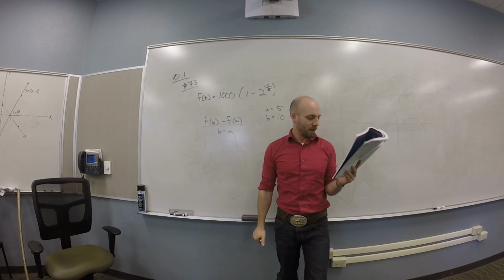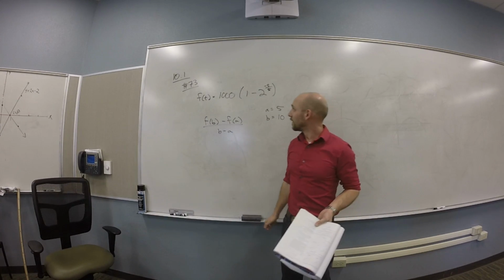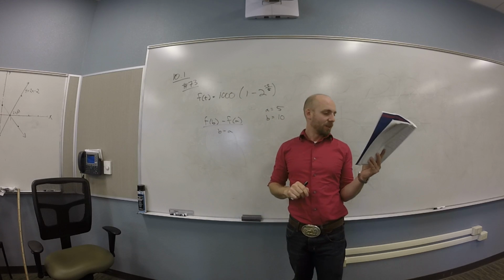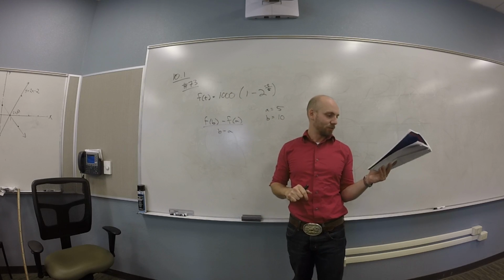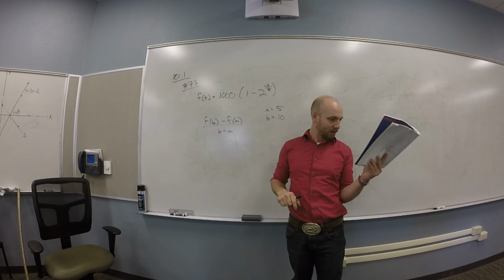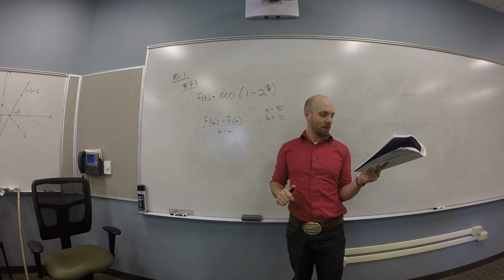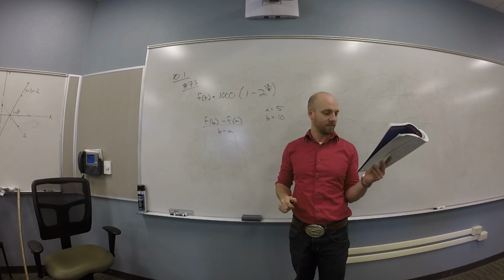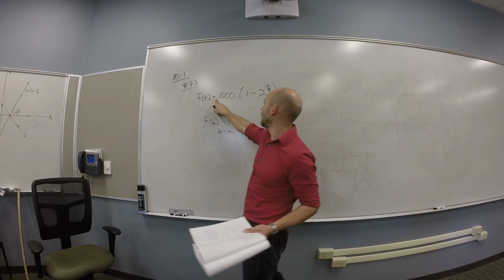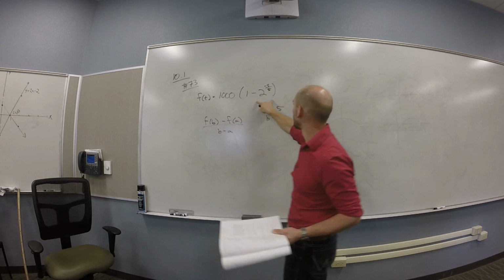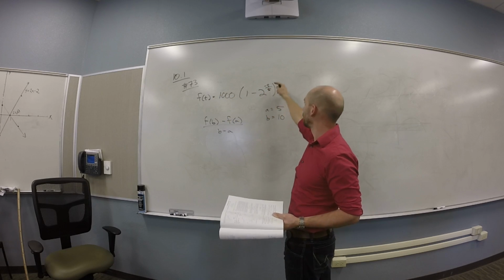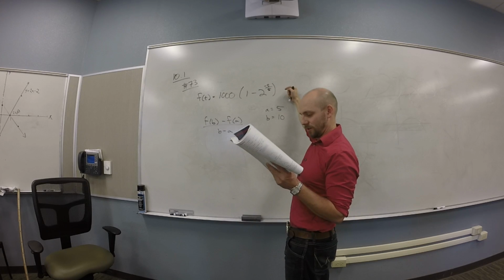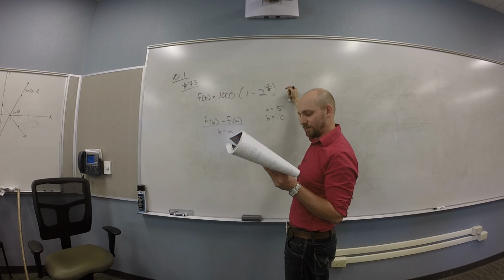Okay, so I have to read some of this. This is number 73 out of 10.1, where they tell me a car company issues a recall for a model of car. For every 1,000 cars, the company estimates that after t weeks, f of t is 1,000 times the quantity 1 minus 2 to the minus t over 5 have received the repairs.